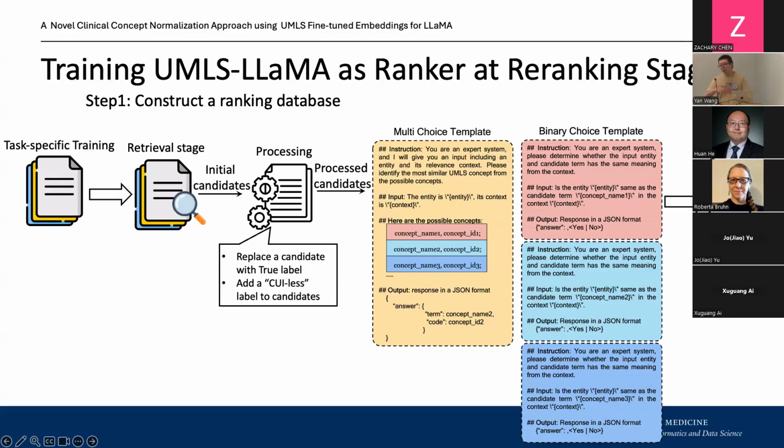Because after retrieving, if we get the 10 candidates, in most situations they don't include any correct answer. So if I want to build the ranking data set, it must have a correct answer in this candidate pool. So I need to use the training data set to find the correct answer and replace the incorrect answer with the correct answer.